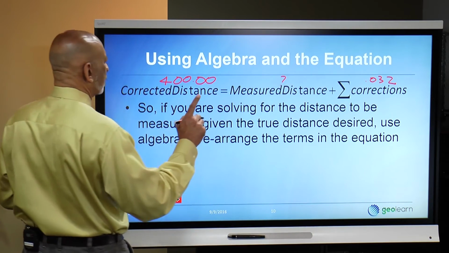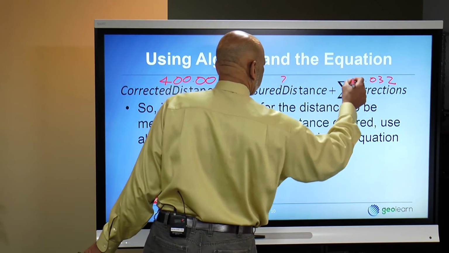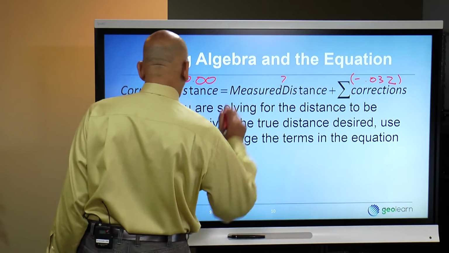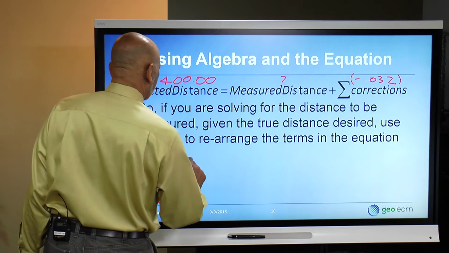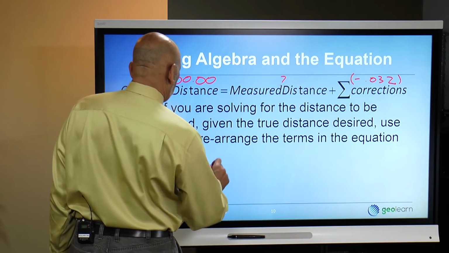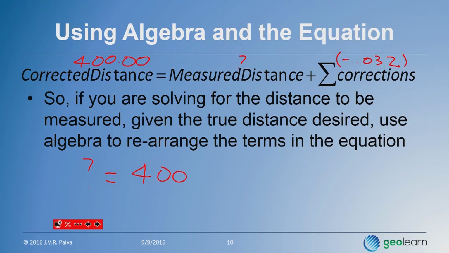So if you look at it this way, and by the way, this is a negative over here. So if you look at it this way and you're solving for the question mark, you see that if you rearrange using standard algebraic notation, the question mark is equal to 400 minus the sum of the corrections. So that would be 400 minus the minus 0.032, or you would add to give you the 400.03.